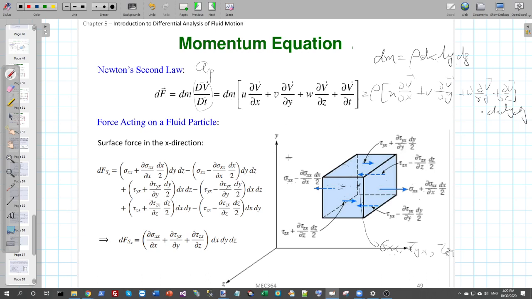So what's the overall total surface force on the x direction? You just add all these 6 components together. Add the sigma, add this one, this one, this one, and this one. Add them together, some terms will be cancelled, and the only thing left is this one. So this will be the overall surface force on the x direction: partial sigma xx partial x plus partial tau yx partial y plus partial tau zx partial z, times dx dy dz.